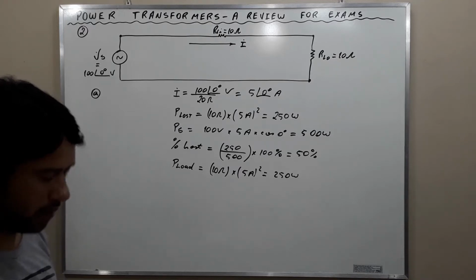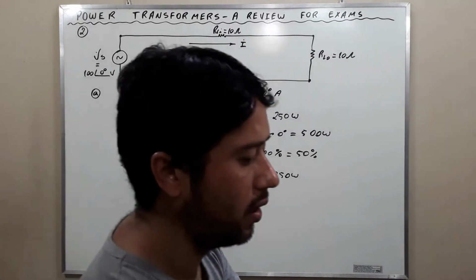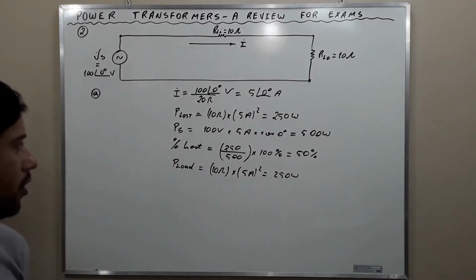Now we're going to do the same using two identical 10-to-1 power transformers. Let's put them in the circuit.